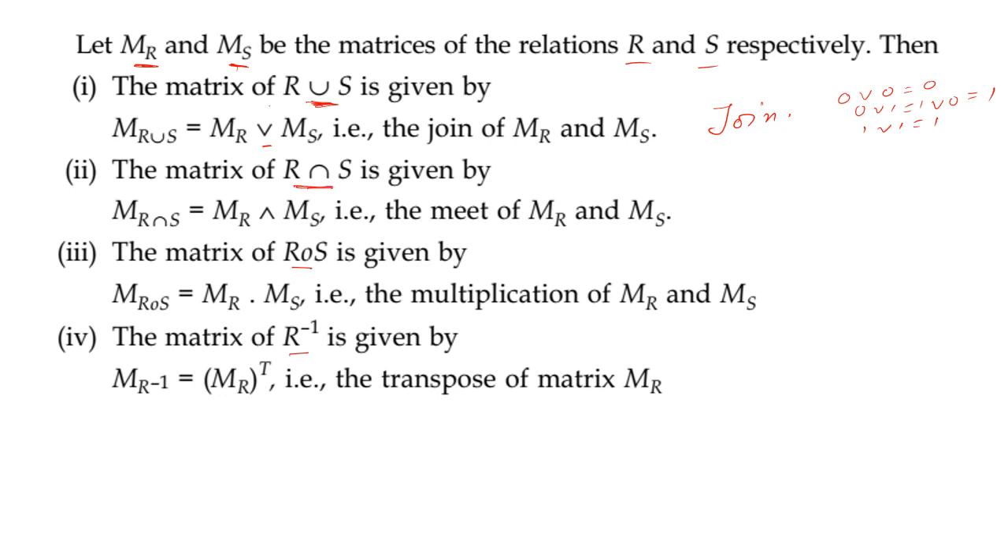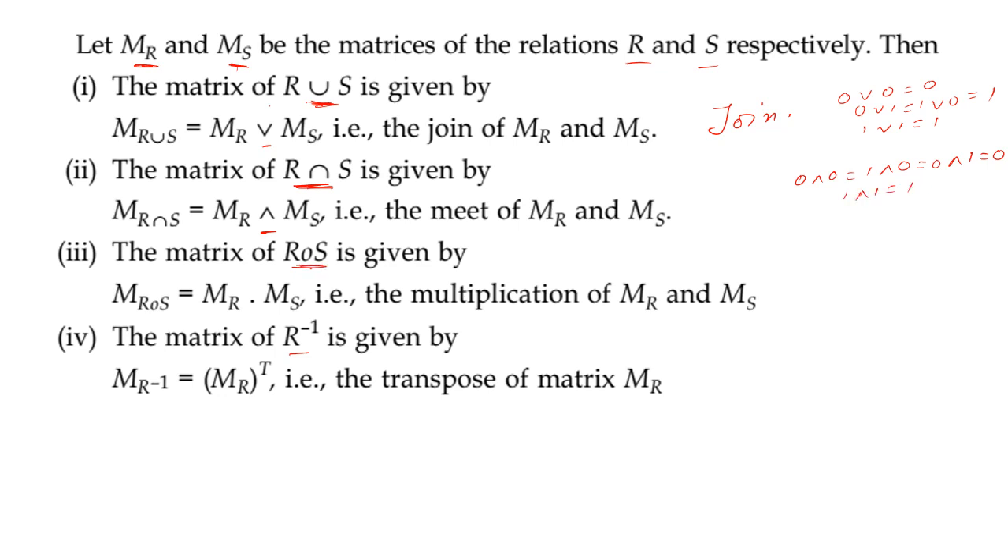Similarly, the matrix of R intersection S is given by MR meets MS. These are the pairwise, element-wise operations. It will become more clear when I take the next slide, which will have a numeric example. So 0 meets 0 is equal to 1 meets 0 is equal to 0 meets 1 is equal to 0, and 1 meets 1 is equal to 1.